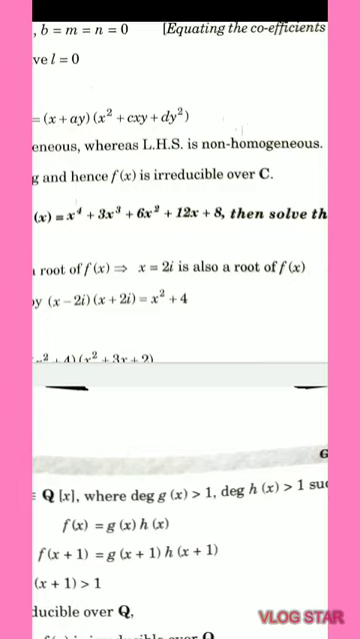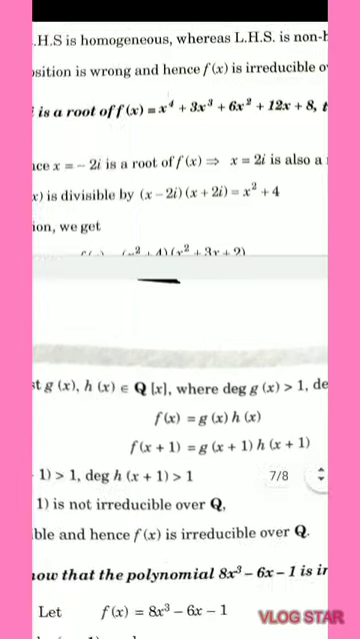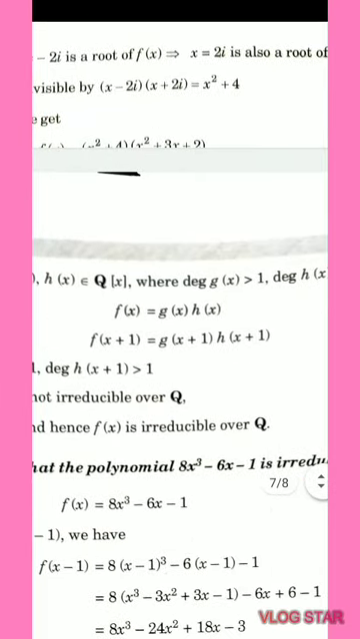Therefore, f(x) is divisible by these two factors, that is x minus 2 iota into x plus 2 iota, that is equal to x square plus 4. By actual division, we get f(x) equal to x square plus 4 into x square plus 3x plus 2. And this is equal to x square plus 4 into x plus 1 into x plus 2. Hence, minus 2 iota, minus 1, minus 2 are the roots of f(x). Simple.